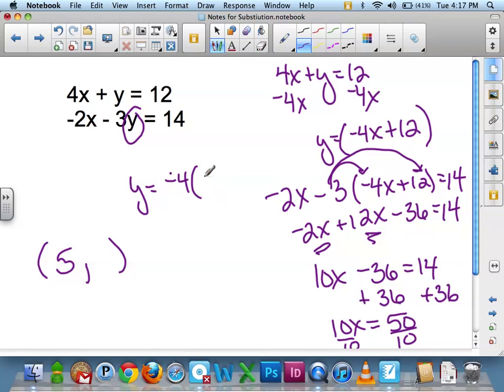negative 4 times 5 plus 12. Then I'm going to get negative 20, because negative 4 times 5 is negative 20, plus 12. I'm going to add these two together and get negative 8. So my ordered pair in this case is going to be 5, negative 8. Right? And that is my second example for this lesson. We'll talk more in class.